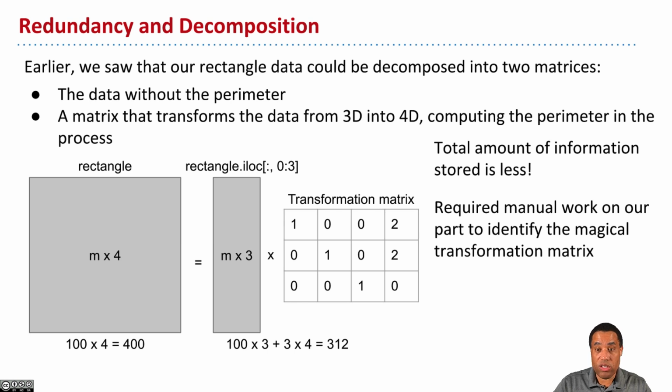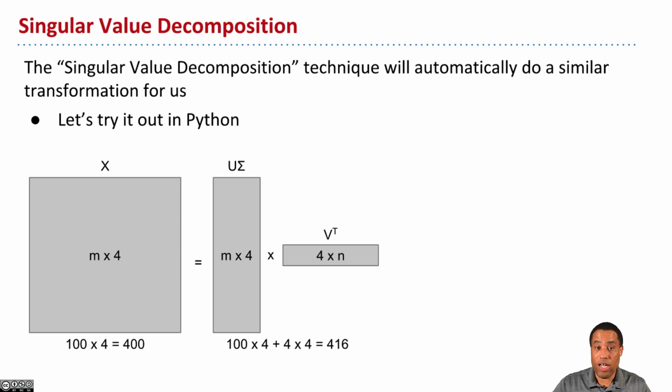But this required us to manually look at our data, to know about geometry, and that there was a relationship that would allow us to drop the perimeter and reconstruct it from two of the other columns. So again, we want to automate this process of figuring out what is this decomposition. So singular value decomposition is a technique that will automatically do this transformation for us. We give it a matrix X, and it will return matrix U sigma and matrix V transpose.